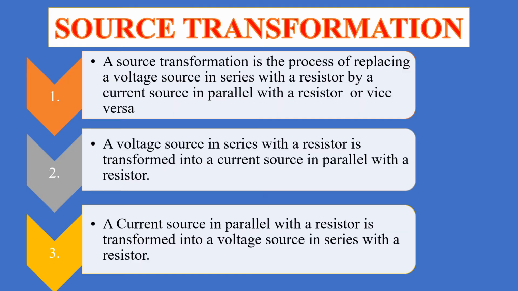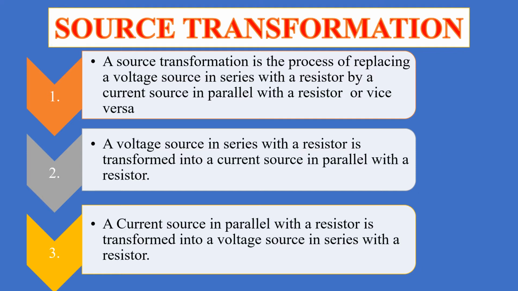Source transformation is the process of replacing a voltage source in series with a resistor by a current source in parallel with a resistor, or vice versa. So basically, source transformation means the conversion of a voltage source into a current source. It is also defined as a voltage source in series with a resistor being transformed into a current source in parallel with a resistor, or vice versa, meaning a current source in parallel with a resistor is transformed into a voltage source in series with the resistor.